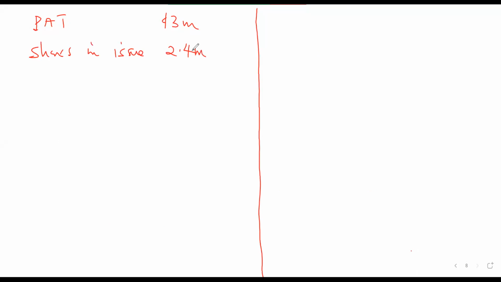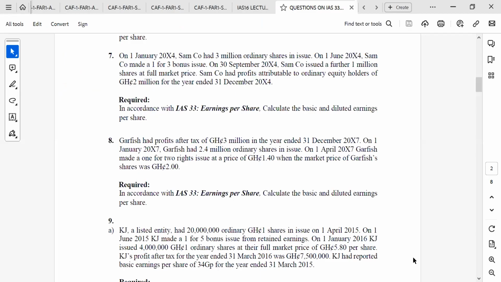Okay. So there was a right issue in the proportion of what? 1 for 2. Am I correct? Yes, sir. At a price of what? 1.4. Okay, at a price of 1.4.